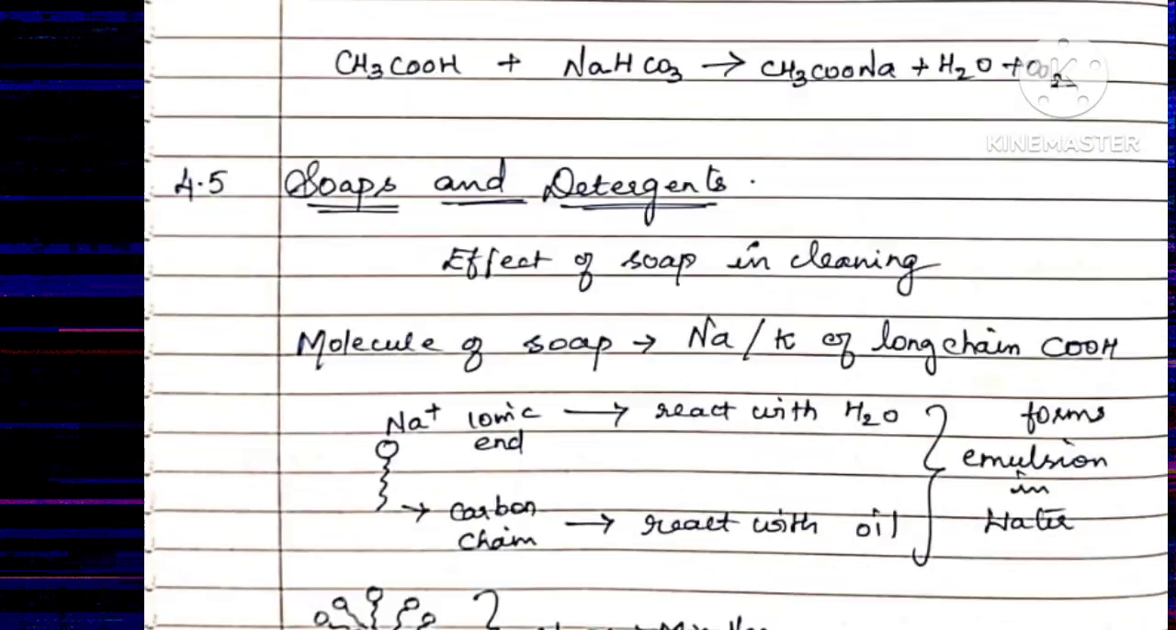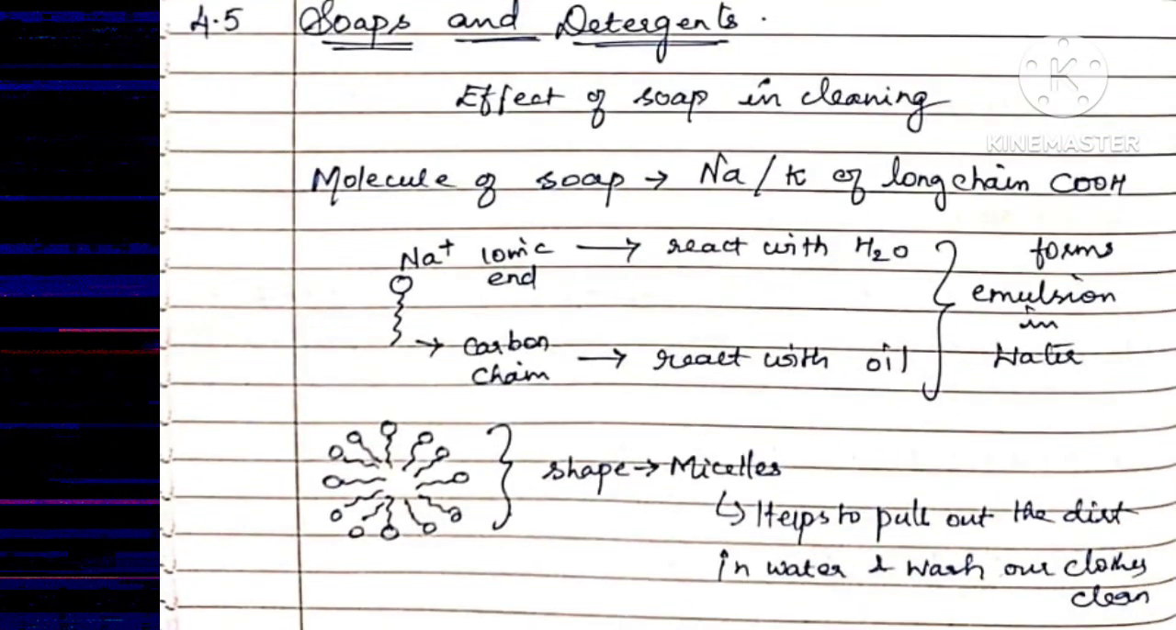Coming to the final topic, soap and detergents. The effect of soap is cleaning. The molecules of soap seen here are sodium or potassium salts of long chain carboxylic acids. We can see the structure here, which has a head part as well as a tail part.